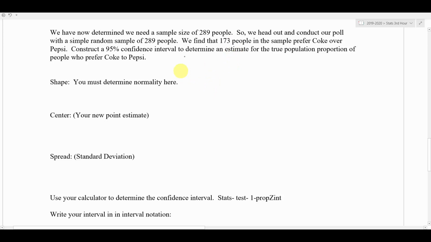Okay, so what we find here shape-wise, we had 173 successes, right, which is bigger than 10. And there's 116 people left over that did not prefer Coke over Pepsi, and that is a failure, so that is still greater than 10, right? Both of my successes and failures are greater than 10. So this will normalize just fine for us. It gives us the ability to use that inverse norm when we calculate our critical values.